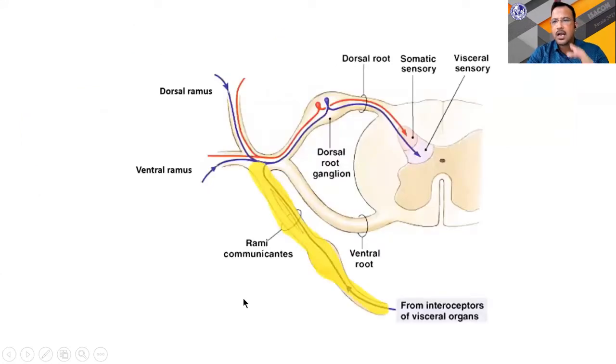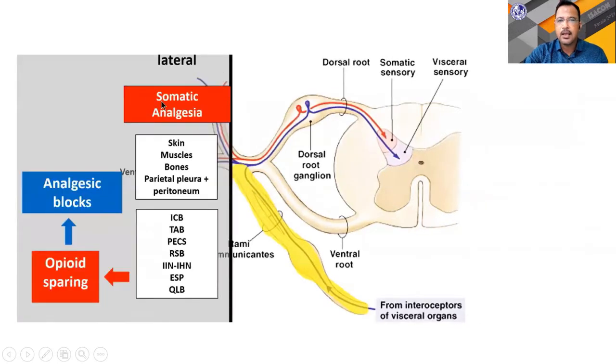Now, if you see a typical spinal nerve, this is a dorsal root ganglion, this is a ventral root, this is a sympathetic connection from the visceral, and then they divide into dorsal ramus and a ventral ramus. So if you block from here, this is where the interfascial plane blocks act. So they provide only the somatic analgesia because the sympathetic are not covered.